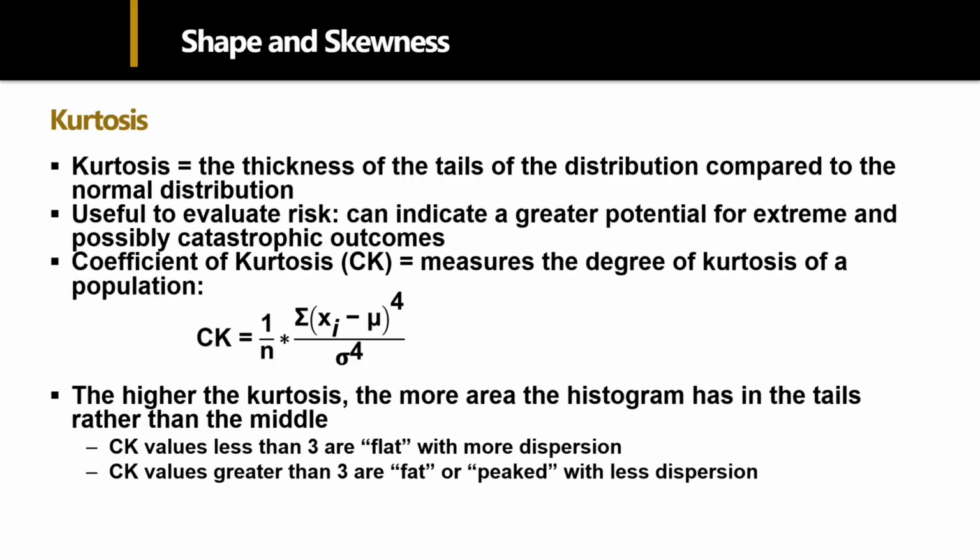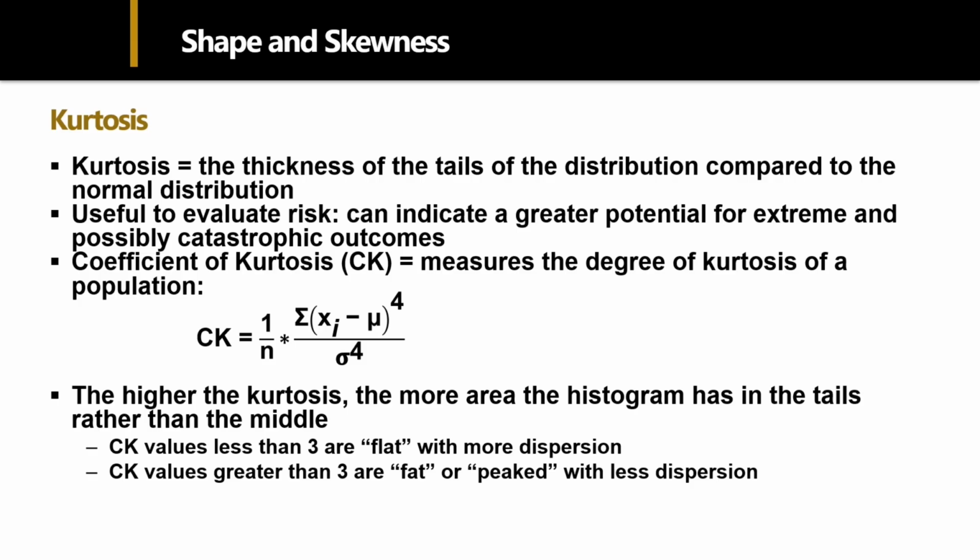Kurtosis is a description of the thickness of the tails of the distribution itself and how it compares to that normal distribution on the previous slide. Kurtosis is used to evaluate risk because the larger the value of kurtosis for a distribution, the more potential for extreme or catastrophic outcomes. Similar to the coefficient of skewness, we have a coefficient of kurtosis. In this case, it's CK, and its equation is found right here. It's very similar to the coefficient of skewness, except to the 4th power instead of 3.